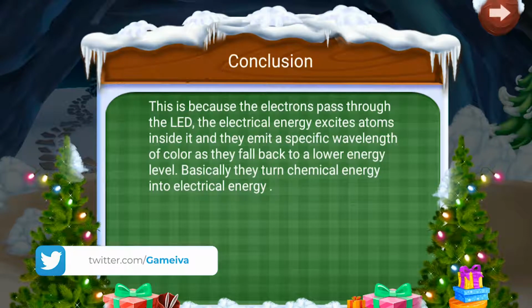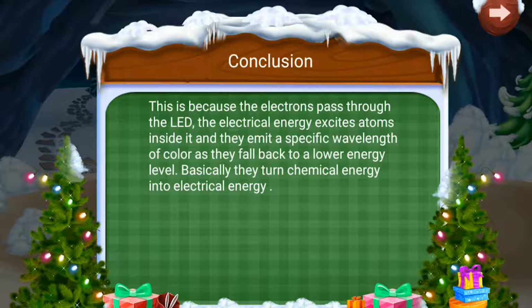Conclusion. This is because the electrons pass through the LED. The electrical energy excites atoms inside it, and they emit a specific wavelength of color as they fall back to a lower energy level. Basically, they turn chemical energy into electrical energy.